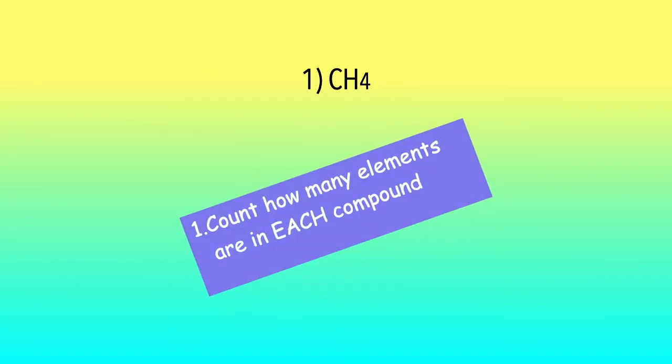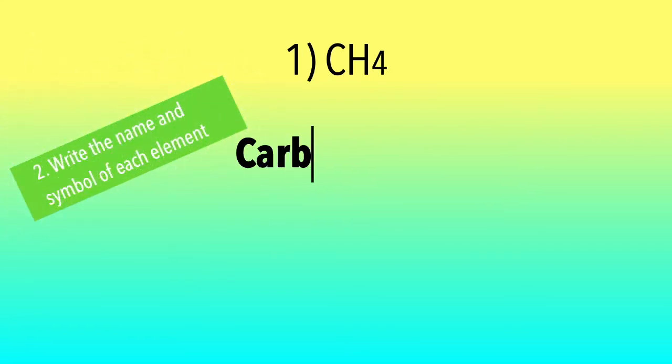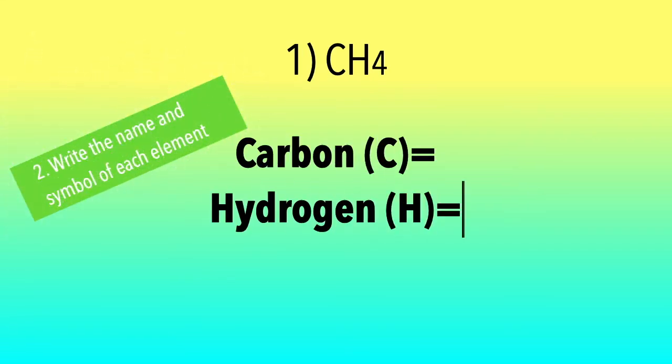Let's do problem number 1. We have CH4. First thing we want to do is count how many elements are in each compound. We have CH4, so we're going to write C and H. Step 2. Write the name and symbol of each element. The symbol C stands for carbon, whereas the symbol H stands for hydrogen.